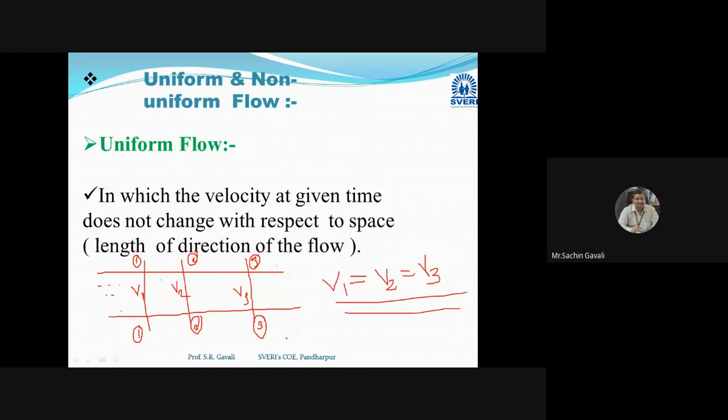At the same time, we have to record all the velocities at sections 1-1, 2-2, 3-3. So v1 is equal to v2 is equal to v3. If the velocity at a given time does not change with respect to space, that type of flow is called uniform flow. Here, with respect to space, dou v by dou x, with respect to position, is zero, while time is constant. So at the same time, t is equal to constant.